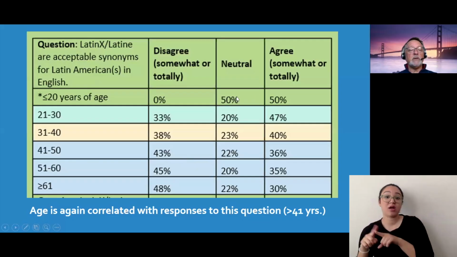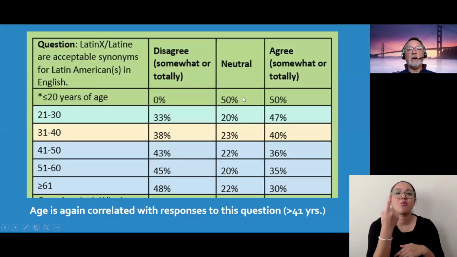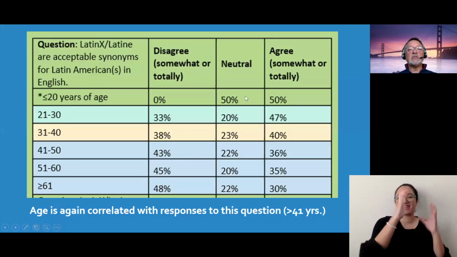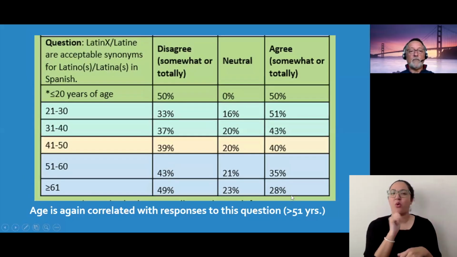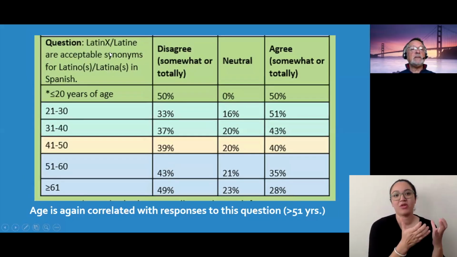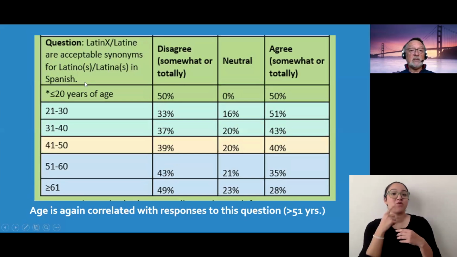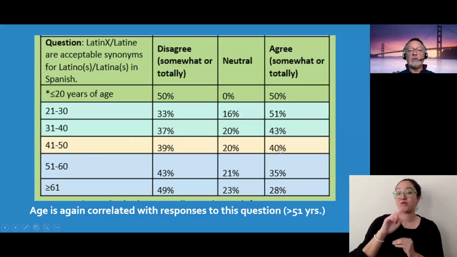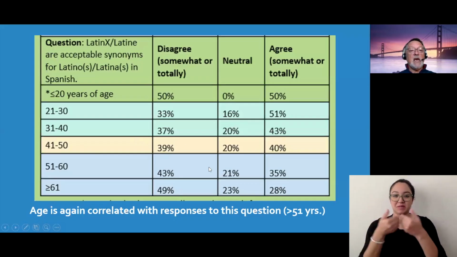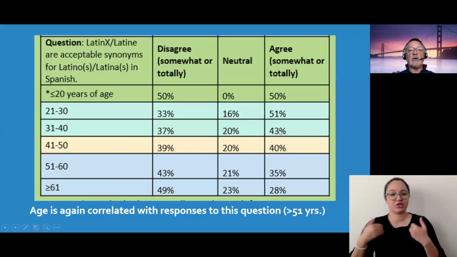Now, a word of caution here, the under 21 years of age, there was only one respondent in each of these two categories. So these numbers are really way too low to make any kind of generalizations. When we asked the question, Latinx and Latine are acceptable synonyms for Latinos and Latinas in Spanish, we see that the age group jumps up a little bit. So our split is in the 41 to 50-year-olds. The older interpreters disagree with that statement, and the younger interpreters tend to agree with that statement.